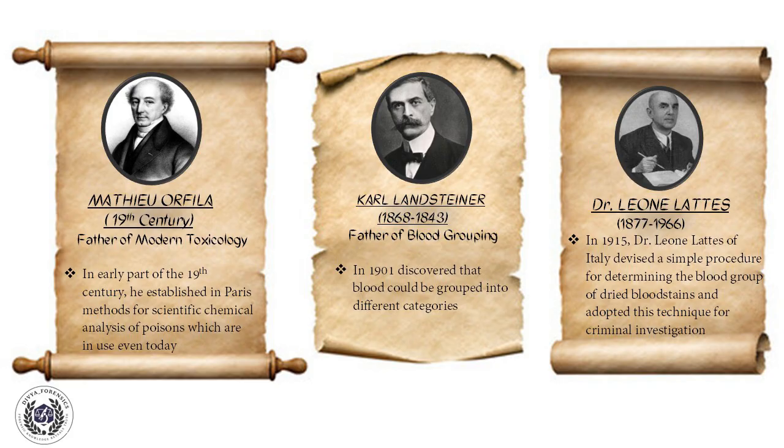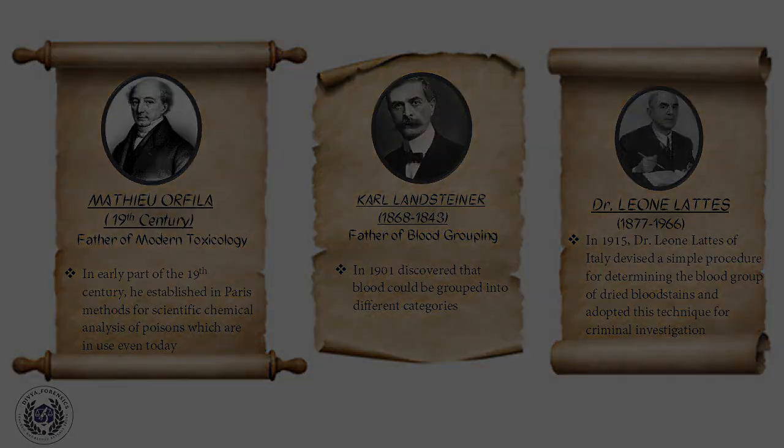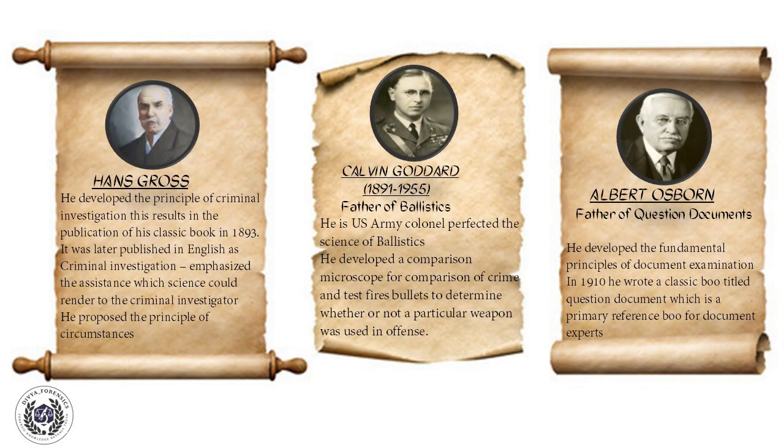Karl Landsteiner discovered blood groups in 1901. This made blood matching possible. Dr. Leone Lattes later developed a method to determine blood groups from dried bloodstains, which became an important forensic tool. Hans Gross wrote one of the earliest books on criminal investigation, combining law and science.